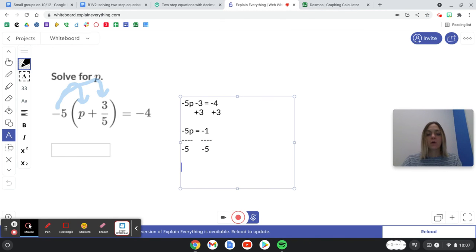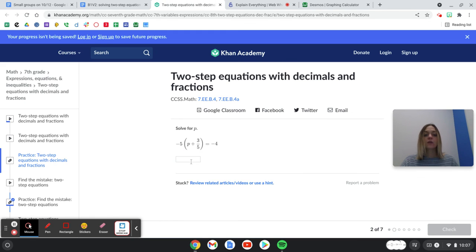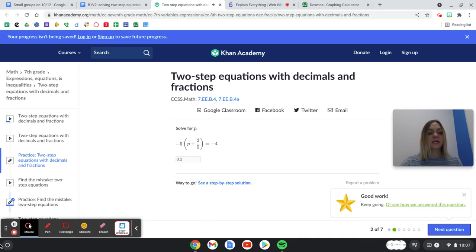So p equals 0.2. Now notice that this is a positive 0.2 because we have a negative divided by a negative, which gives us a positive. You would come back here, put in 0.2, and then keep going. So these look a little more tricky, but all you have to do is follow the same process that we used for the whole numbers.